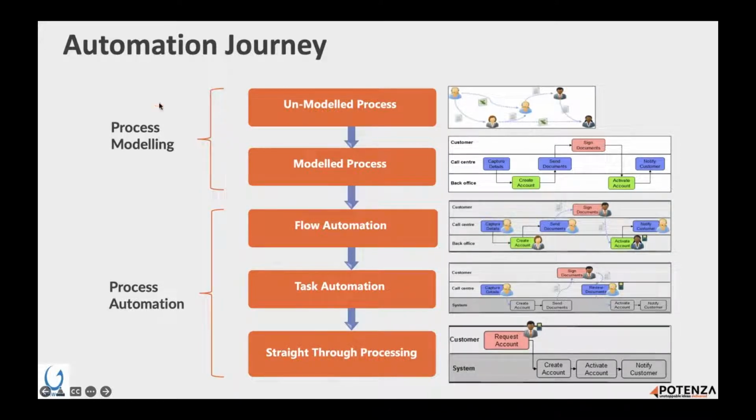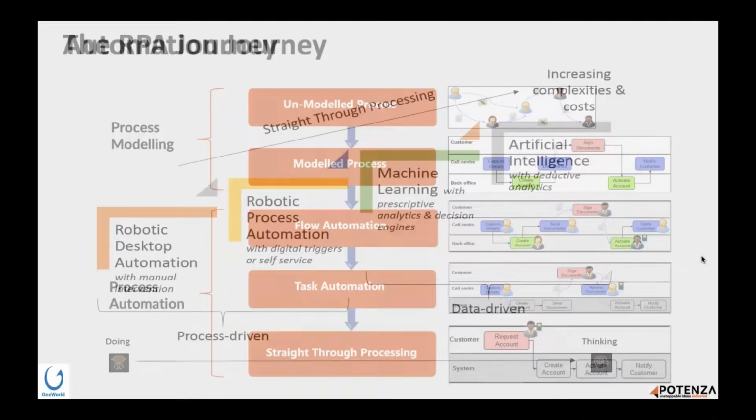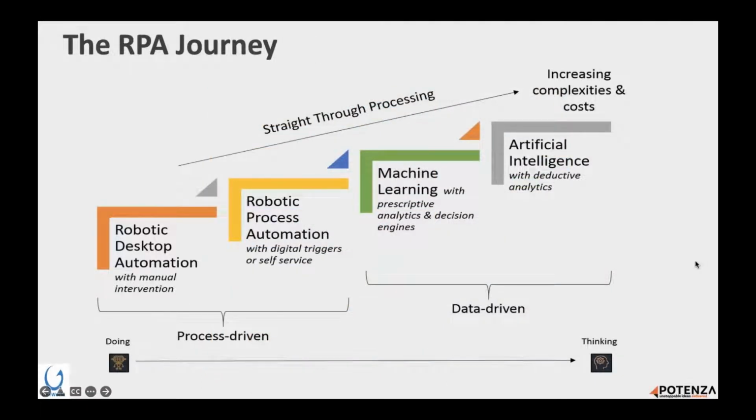If you take this whole journey, we have two sections. One is process modeling, the other one is process automation. So what we are focusing on today is how we go beyond flow automation, how we go beyond process automation to task automation and more advanced automation through intelligent automation, with the use of software robotics. Moving on. This whole concept of RPA, which is the first step of intelligent automation, I'm going to talk about later.